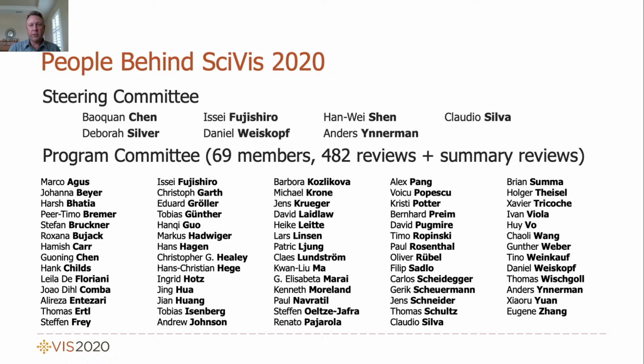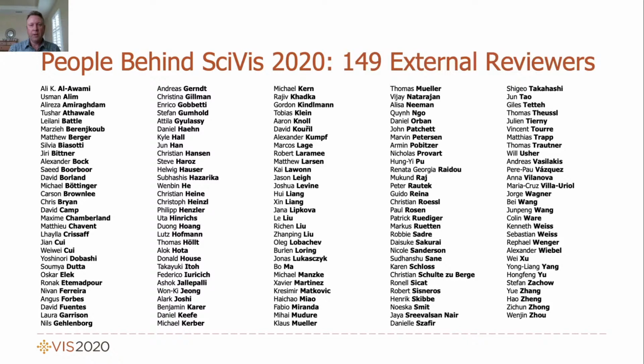Thanks also to the SciVis Steering Committee, as well as the 69 members of the SciVis Program Committee that handled almost 500 reviews this year, and also wrote summary reviews for our many submissions. None of this would have been possible, of course, without all the volunteers that reviewed papers for us. So a big thanks to them. They did an excellent job getting all their reviews in on time despite all these challenges.